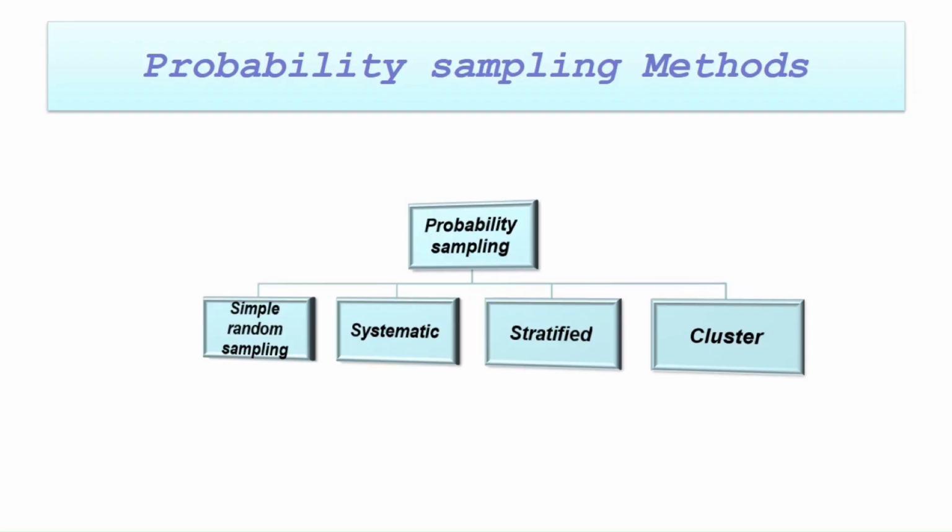There are four main types of probability sampling techniques. The first one is simple random sampling, then the systematic sampling technique, stratified random sampling technique, and cluster sampling technique.